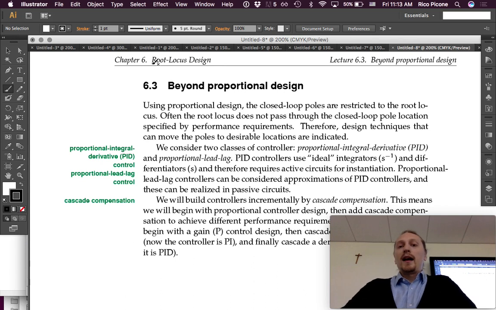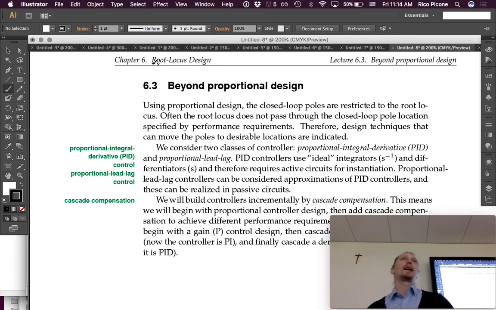So we consider two classes of controller: PID, proportional integral derivative controllers, and proportional lead lag controllers. PID controllers use ideal integrators, s to the minus 1. Remember, integrators are in the transfer function a factor of 1 over s, and differentiators s, and we'll talk about those some more. And therefore they require active circuits for instantiation, so you've got to have an op-amp or something like that in there.